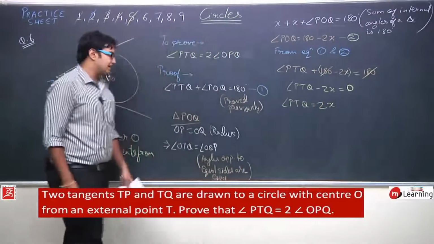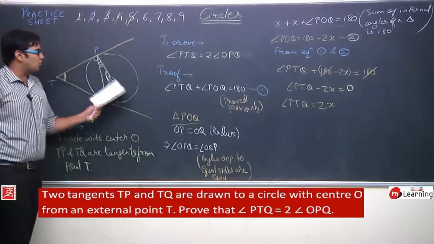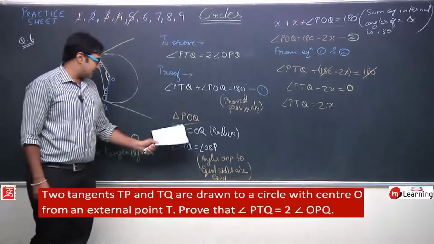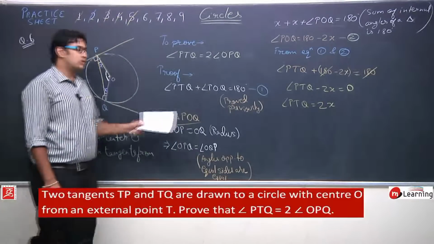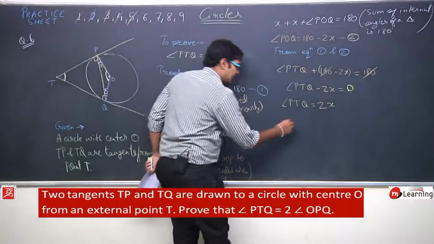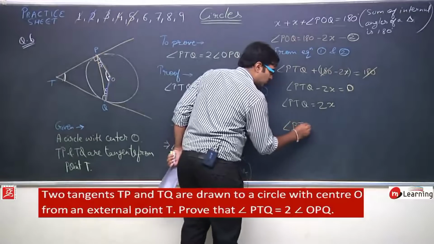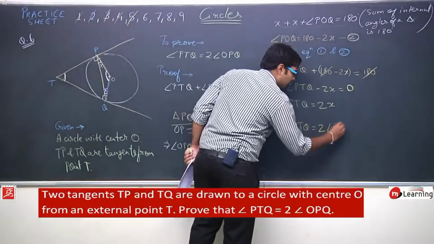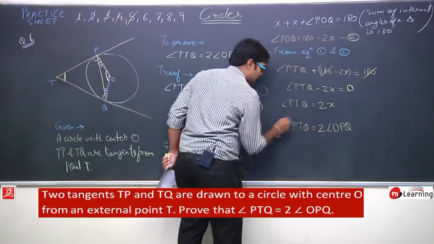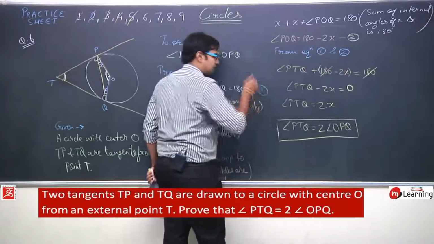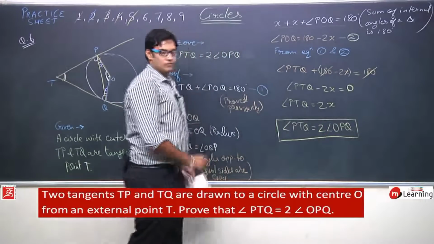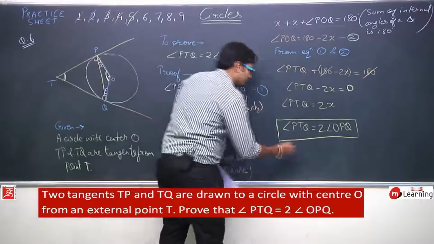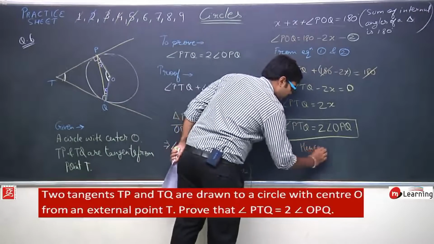Now what is x? x is basically OPQ. This x angle is OPQ. So in place of x I can write angle PTQ is equal to 2 times angle OPQ, and this is the relation that we need to prove. Okay, so hence proved.